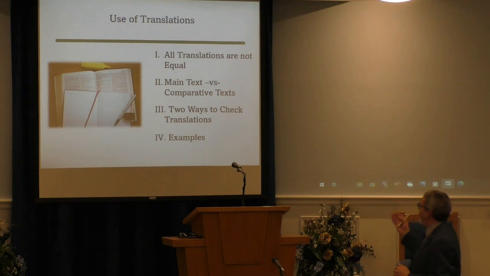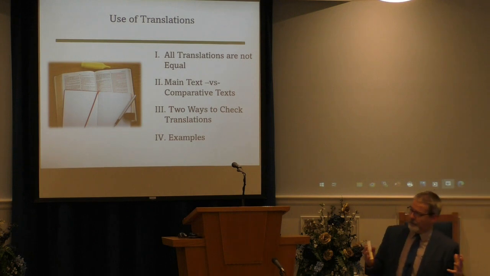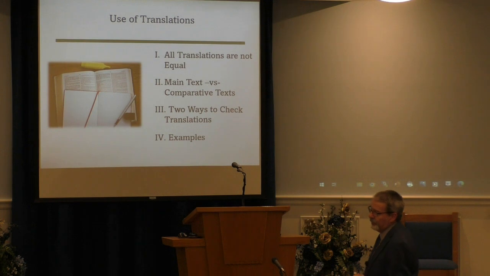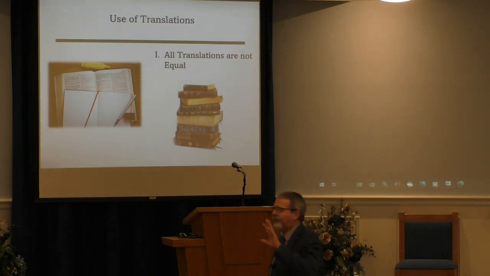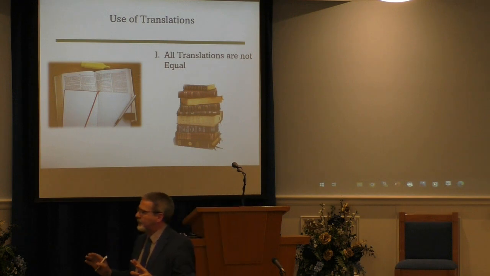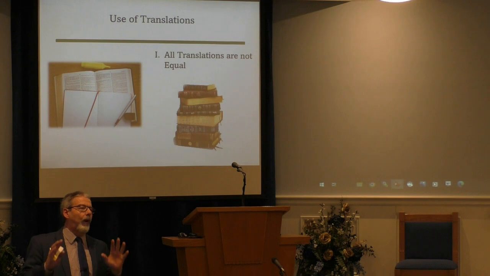4 things we're going to talk about in the use of translations. All translations are not equal, which will be the first point we're going to make, and then we'll talk about main text versus comparative text, and 2 ways to check translations. Hopefully we'll spend the bulk of our time talking about some examples of how this works and whet your appetite for doing this practice if you're not already doing it. I think some preparatory work is needed before we just jump into checking translations. We need to establish that all translations are not equal. Why would I say that?